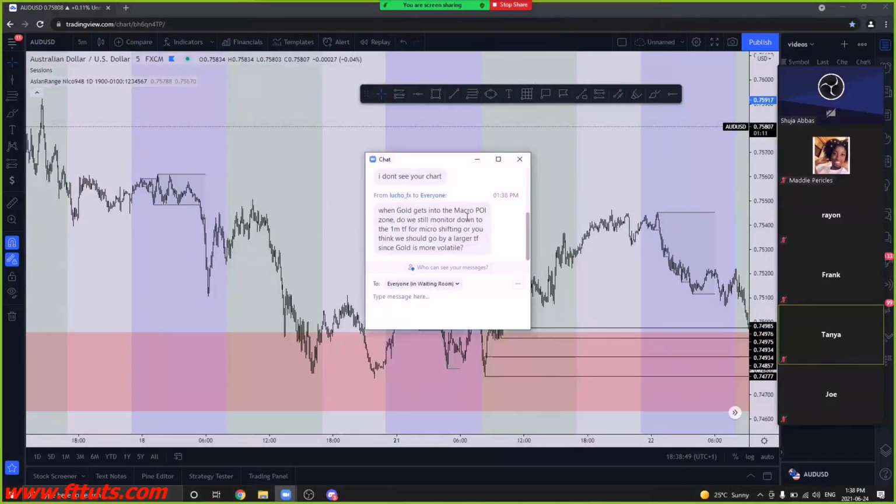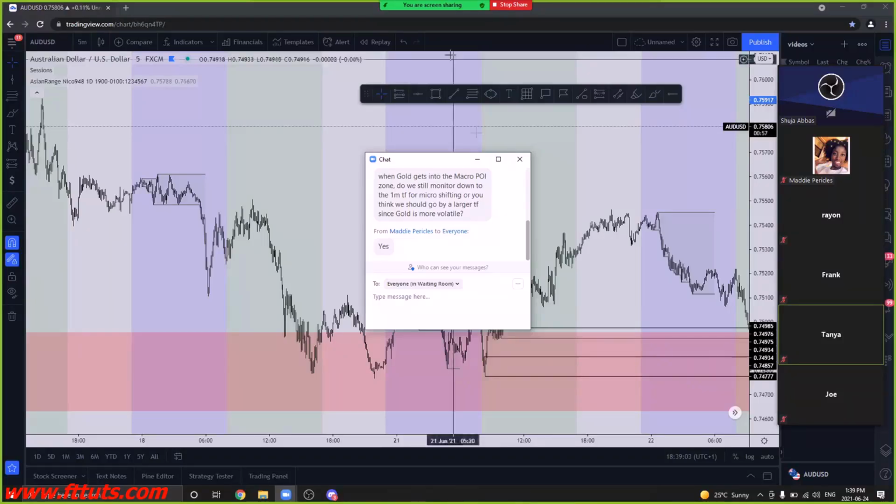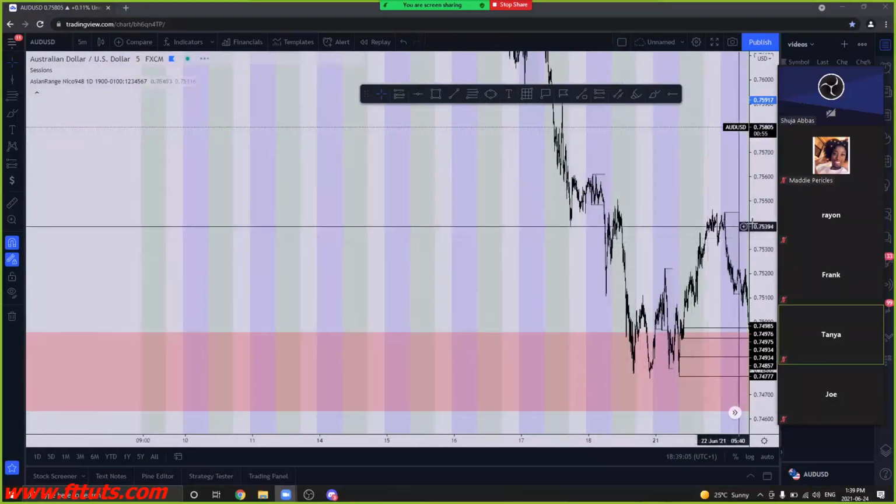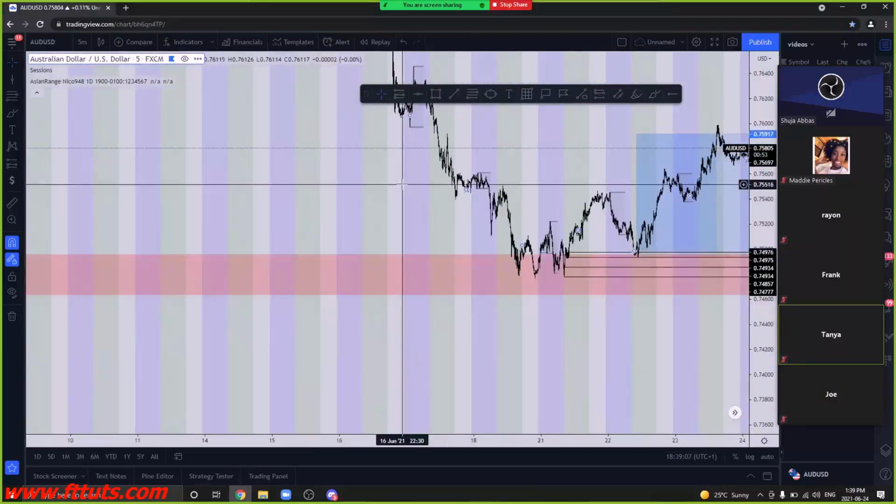When gold gets into a macro POI zone, do we still monitor it down to the 1 minute for micro shifting, or you think we should go by a larger time frame since gold is more volatile? Oh, that's a good question. So because gold is really, really volatile, I don't try to look for confirmation. In all honesty, I don't really look for confirmation with gold.